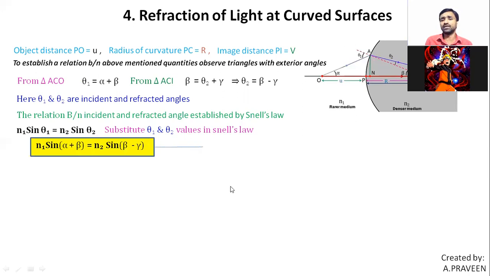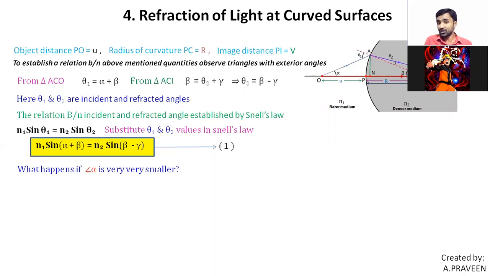Do we know the angles alpha, beta, gamma? We don't know. I am unable to find them because I'm going to generalize this. If I find and substitute, it will be applicable only for this situation. I want to use this rule for any situation, for any image formation. That's why I'm not going to find alpha, beta, gamma directly by measuring. So I'm trying to find angle alpha, but I'm assuming that alpha is very, very small.